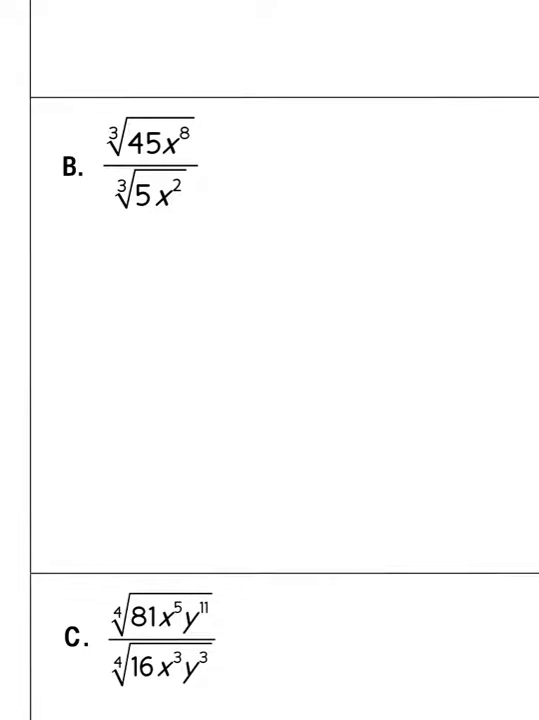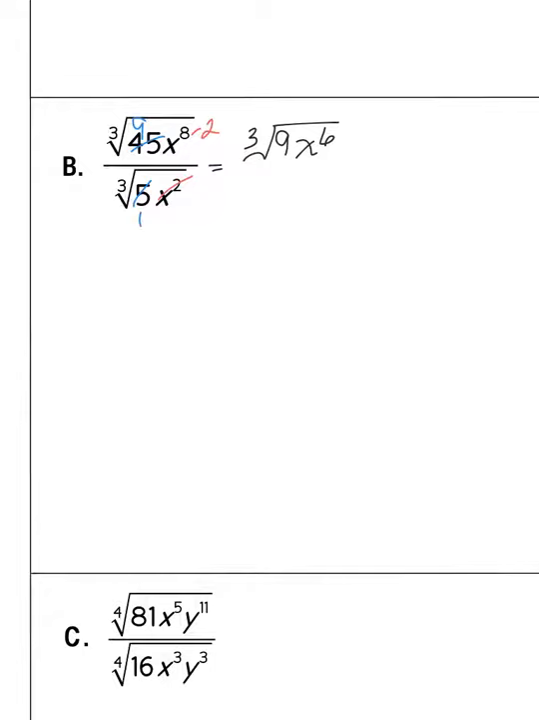Okay, so I am going to reduce 45 and 5 by 5. So 5 divided by 5 is 1. 45 divided by 5 is 9. Then I'm going to subtract the x's upstairs. And so I'm left with the cube root of 9 x to the 6th.